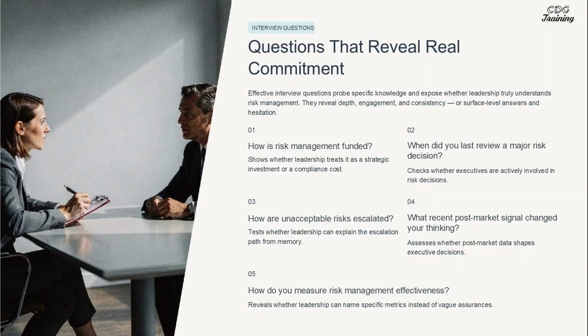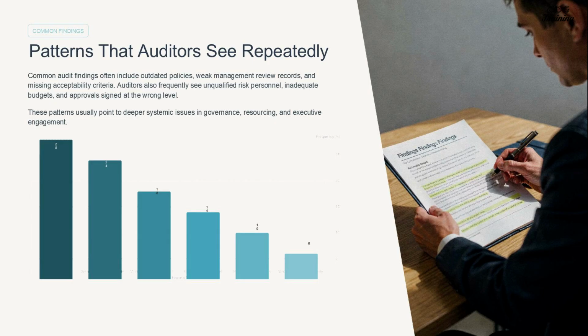Effective interview questions probe leadership's understanding of risk management. They assess funding, decision-making, escalation processes, and how post-market signals shape executive thinking. Common audit findings include outdated policies and weak records. These patterns point to systemic issues in governance and resourcing, highlighting areas for improvement and engagement.